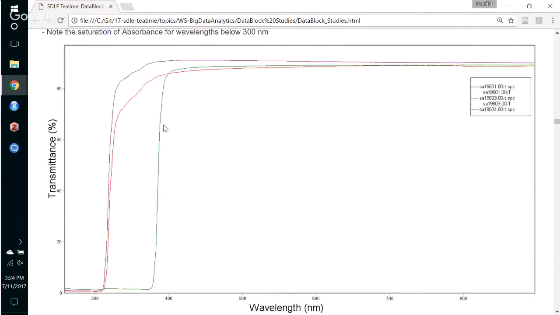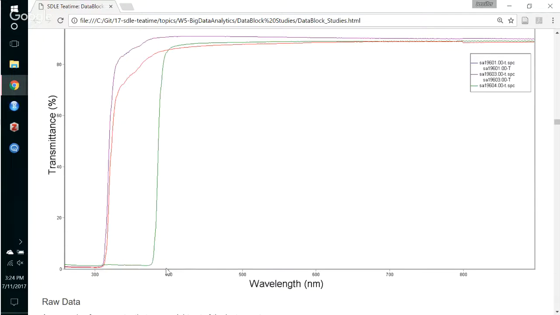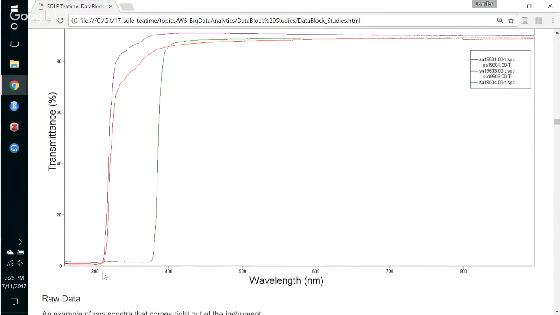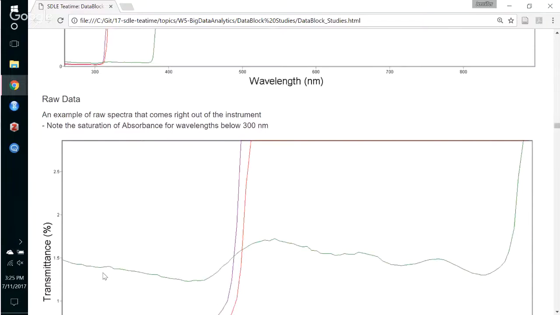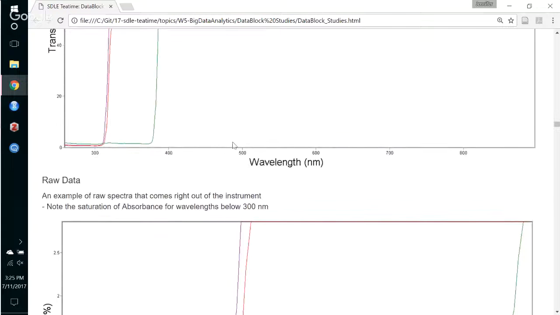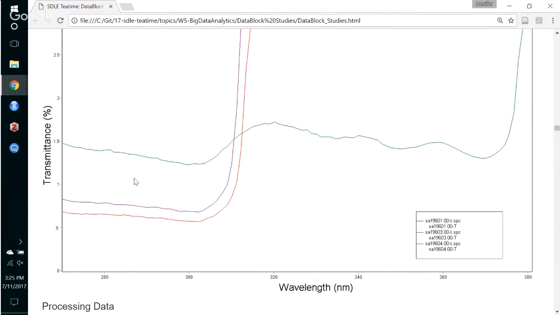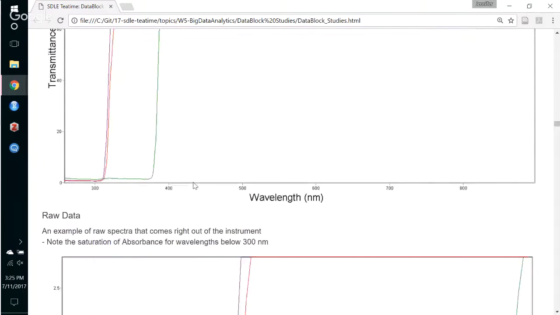Then we also have transmittance data. These are for the 3 different types of PET. One of these doesn't transmit in the UV, and that's our UV stabilized, which makes sense because that one is absorbing there. These 2 have a cutoff around 300 nanometers. This is zoomed in on that region in the lower left. It shows that there are features here, and it's not just a total cutoff in the UV stabilized sample.